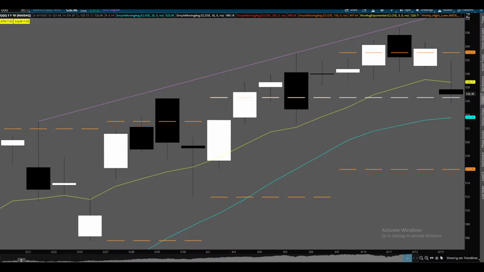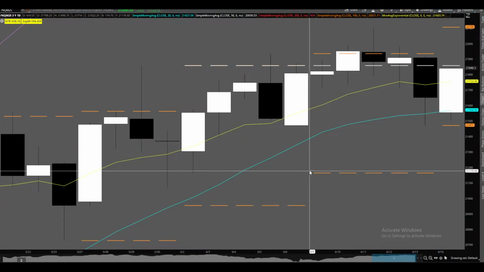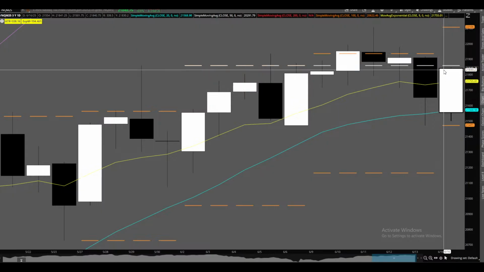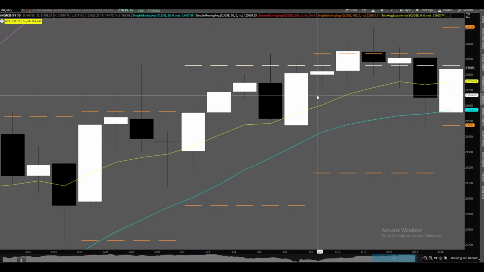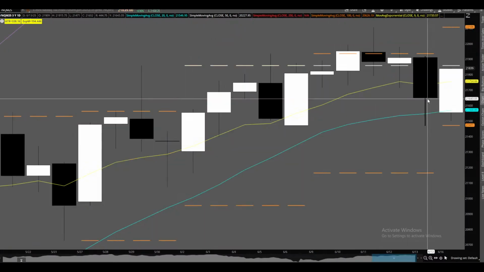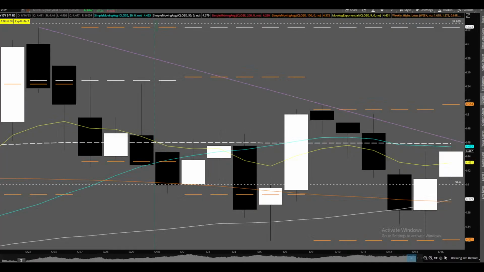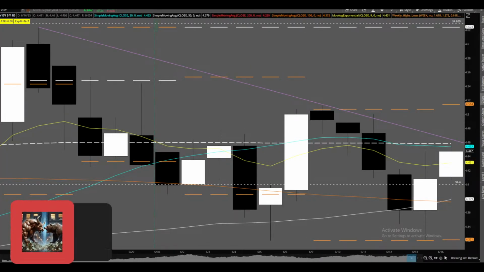Let's look at futures. Okay, you can see right back here in the middle of all this crap, right? Like I said, back into balance. Okay, that's that. Let's go over to our bond market, triple-headed monster time, and see what's going on there.